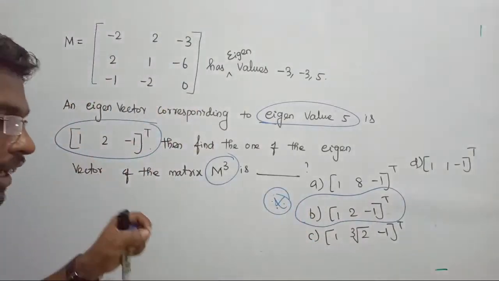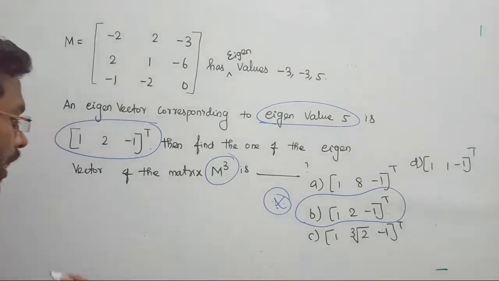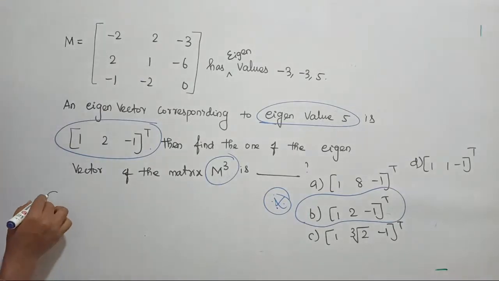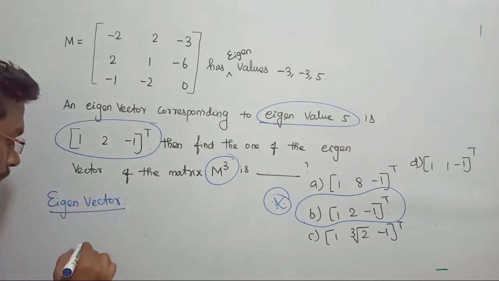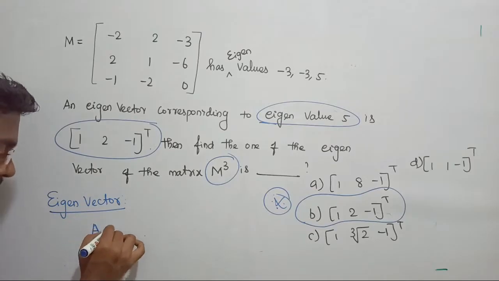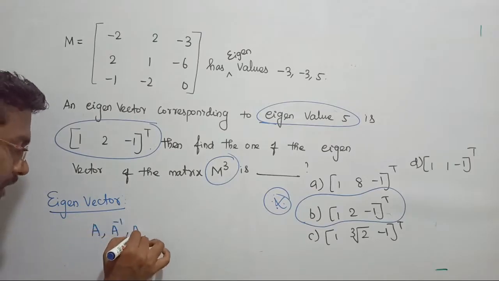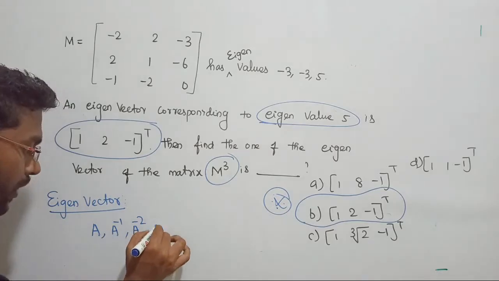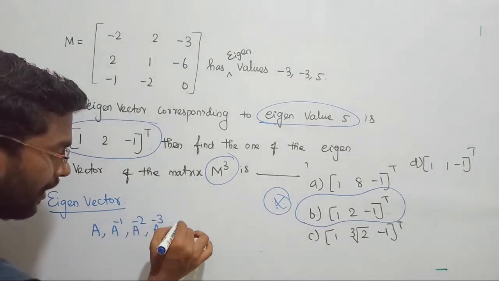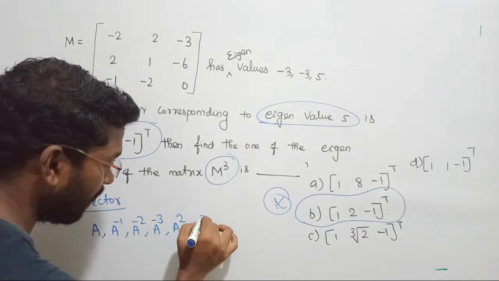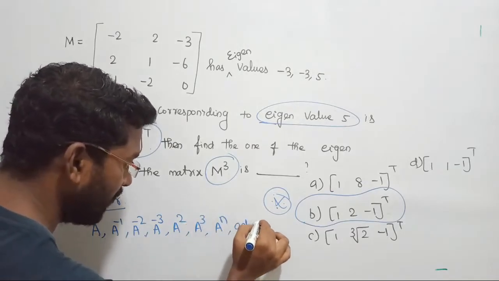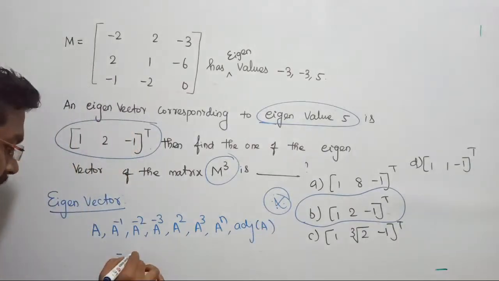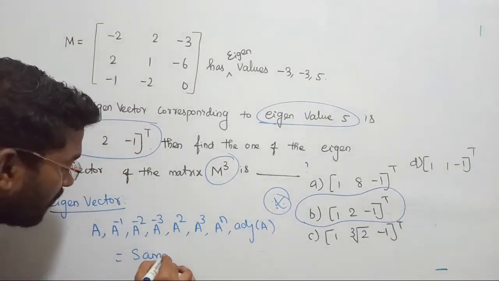When I was talking about the properties of the eigenvalue, I told you the properties of eigenvector. Eigenvector க்கு நான் ஒரு ஸ்டேட்மென்ட் கொடுத்திருந்தேன். Just revise your notes. நான் என்ன சொல்லிருந்தேன் அப்படினா eigenvector of A, eigenvector of A inverse, eigenvector of A power minus 2, eigenvector of A power minus 3, eigenvector of A power 2, eigenvector of A power 3, eigenvector of A power n, eigenvector of adjoint of A, all are same. I had given this statement.